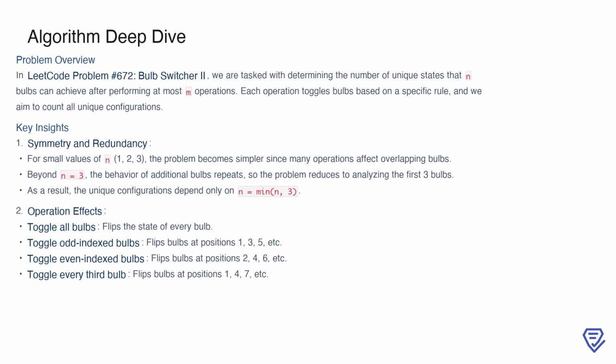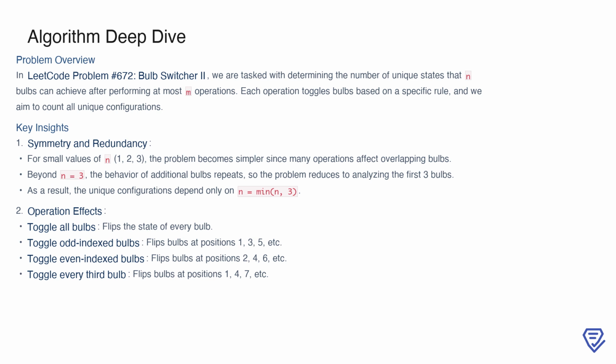Next, we have 4 types of operations that can be performed to toggle the bulbs: toggling all bulbs, toggling only the odd-indexed bulbs, toggling the even-indexed bulbs, and toggling every third bulb. Each operation has a unique impact on the state of the bulbs, and understanding these effects is key to solving the problem efficiently.